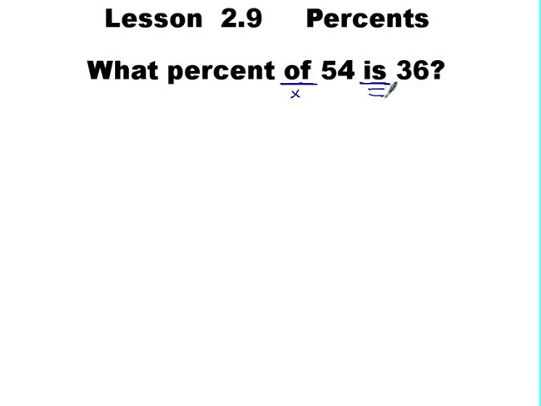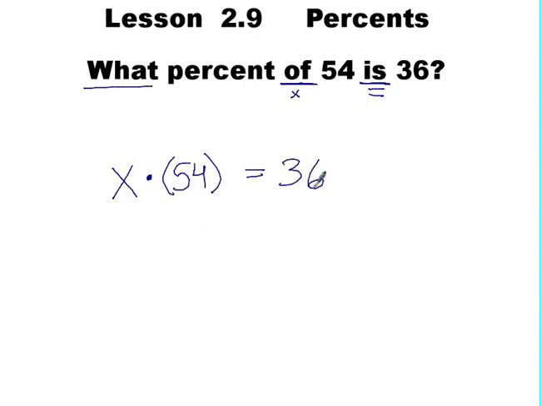So if you look at this sentence, it's kind of getting us set up to write out a math equation. So what percent? What percent we would put your variable? X would be fine for a variable. Of means to multiply. So it says what percent of. So we're going to put that multiplication symbol. 54 is the number we see next. So we put 54. The word is comes next. That's an equal sign, and then that equals 36.